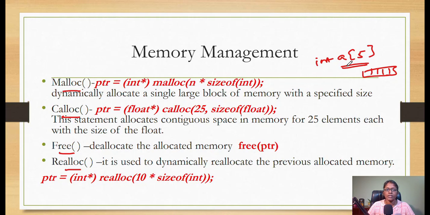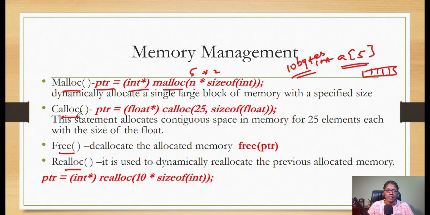One is malloc. The syntax to allocate memory is a pointer variable equal to int star malloc n into size of int. So you can allocate however many blocks of integers you want. Size of int is 2 bytes here, so if I want 5 numbers, 5 into 2, 10 bytes will be allocated for this integer a of 5.